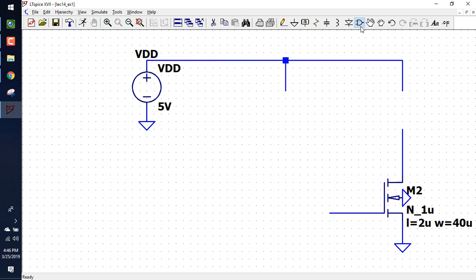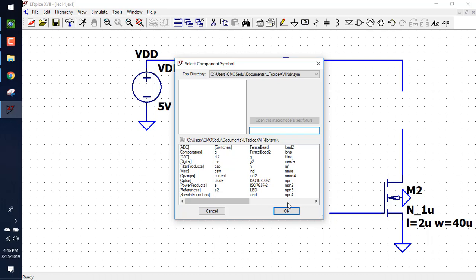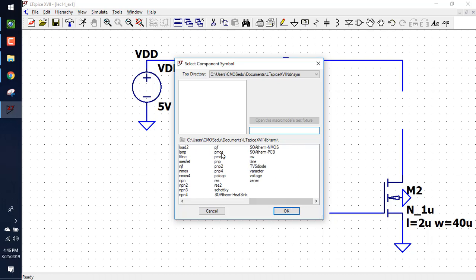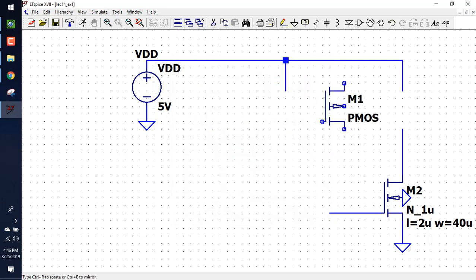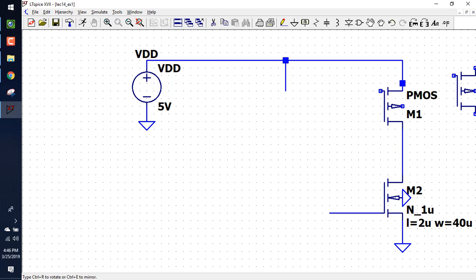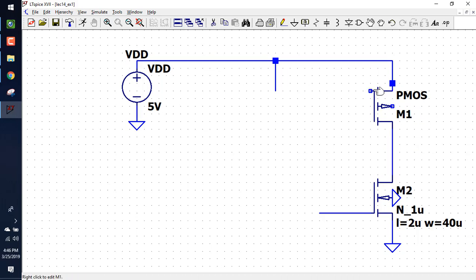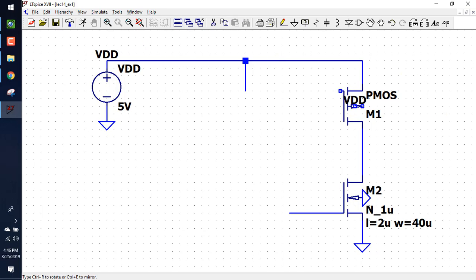And then let's grab a PMOS. And then because it puts the source on the bottom, we'll Control R it twice and Control E it. So if you look at the net list, that means that's source, gate, drain. So that's how you identify which one is the source. It shouldn't matter, but if you look at the net list, you want to make sure it's consistent with your understanding.